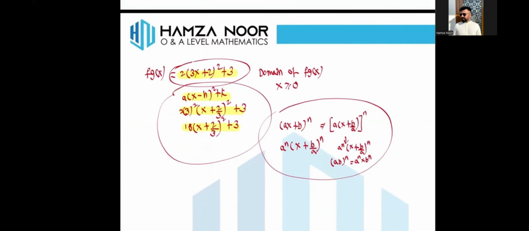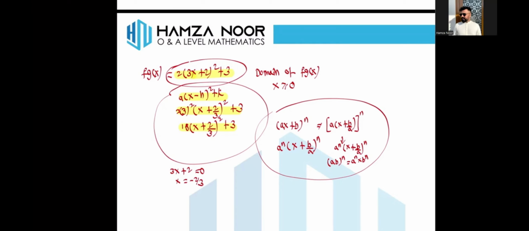So when the bracket is equated with 0, 3x plus 2 is equal to 0. So x is equal to minus 2 over 3, and this 3 is equated with y. So y is equal to 3. Therefore, we can say that minus 2 over 3 comma 3 is the turning point of the quadratic graph, the fg(x) quadratic graph, f of g of x function over here. And even if you use this completing square form, you will get the same thing.